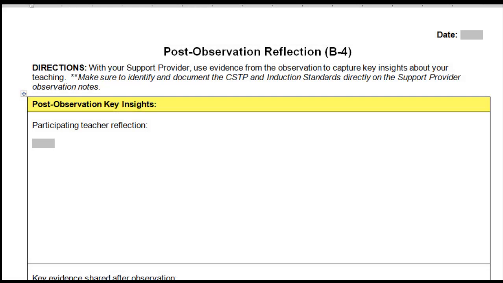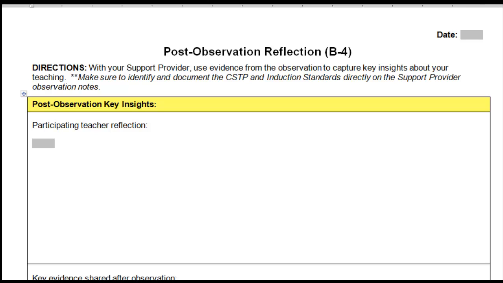Next is the post-observation conversation and document B4. The support provider can give the participating teacher their notes either prior to the post-conversation or at the time you meet together. During this conversation, reflect on what the new teacher did during the lesson and the students' actions, reactions, and level of engagement. Support providers are to provide evidence-based observation, no opinions. Document this conversation on document B4.